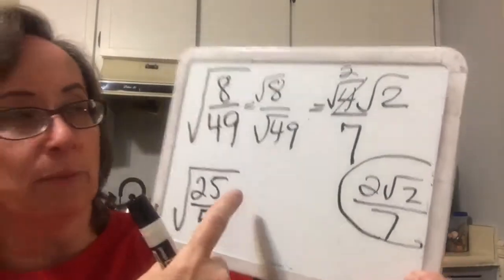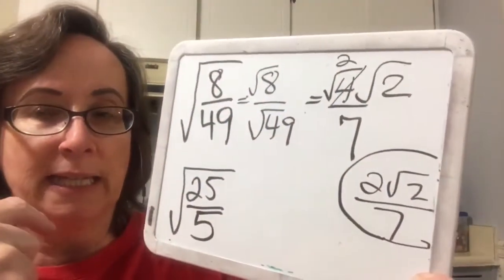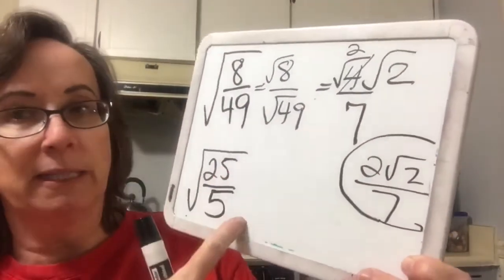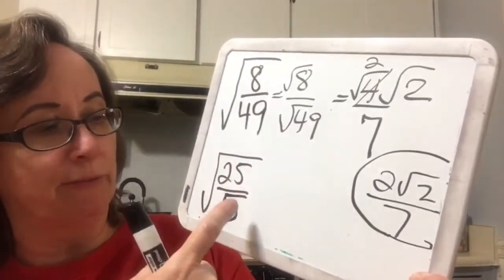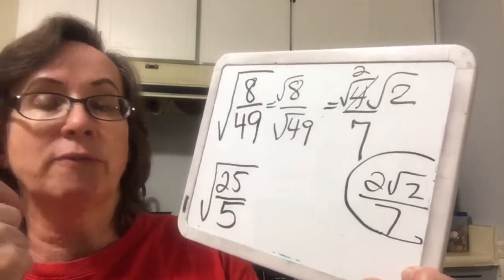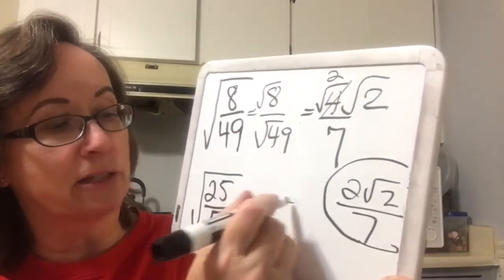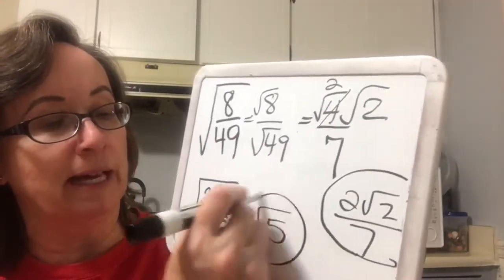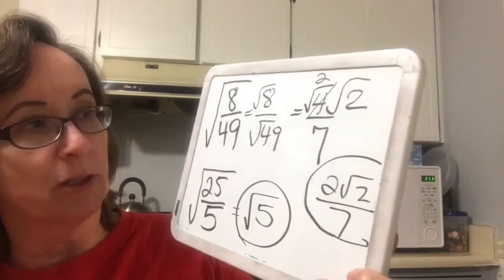And whereas this one had no benefit to keep it together, this one does, because we've got the square root of 25 over 5. 25 over 5 is 5. The answer is square root of 5 because we cannot get any simpler than that.